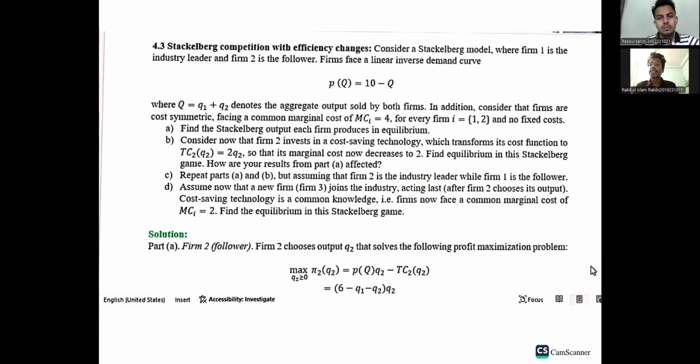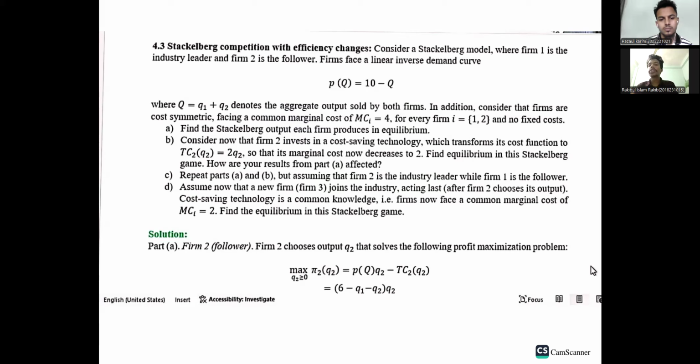The inverse demand curve function is P of Q equal to 10 minus Q, where Q is equal to farm 1 plus farm 2 output, the aggregate output. In addition, consider that farms are cost symmetric, facing a common marginal cost of MC equal to 4 for every farm, which means farm 1 and farm 2, and no fixed cost. So the first question is to find the Stackelberg output each farm produces in equilibrium.